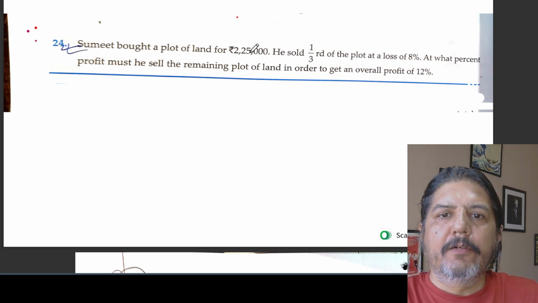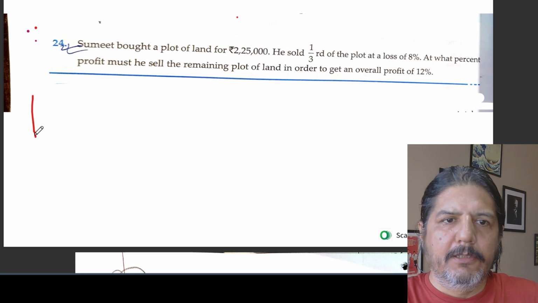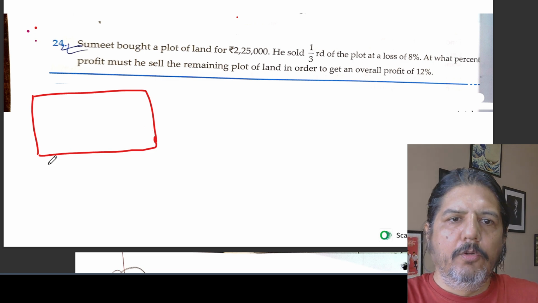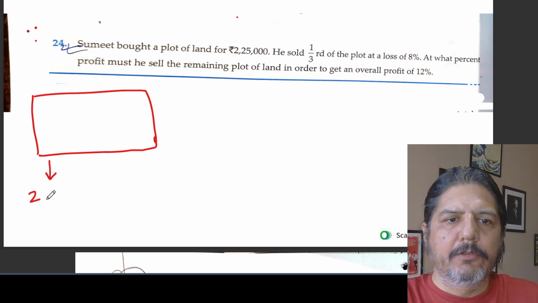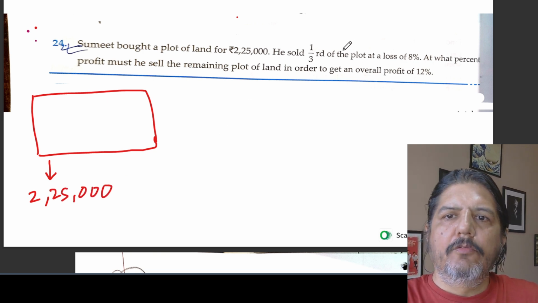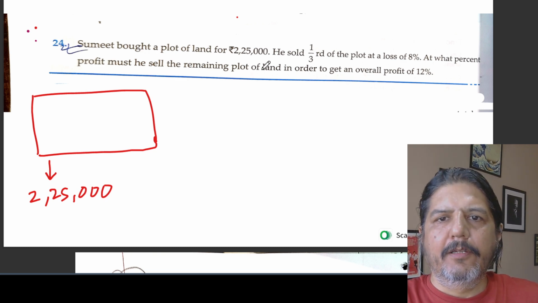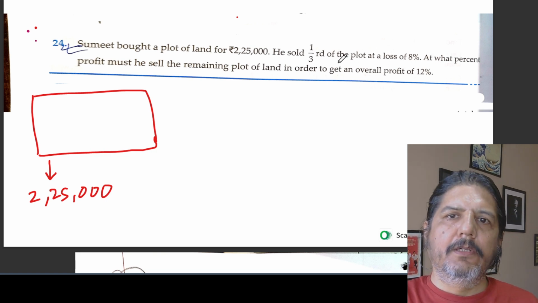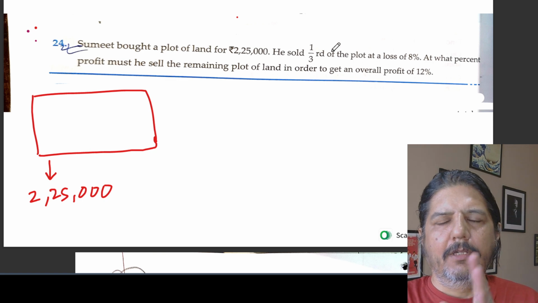Sumeet bought a plot of land for 2,25,000. So Sumeet had a plot of land. He bought this whole plot for 2,25,000. He sold one third of the plot at a loss of 8%. At what percent must he sell the remaining plot in order to get an overall profit of 12%? So let's go through this question line by line.